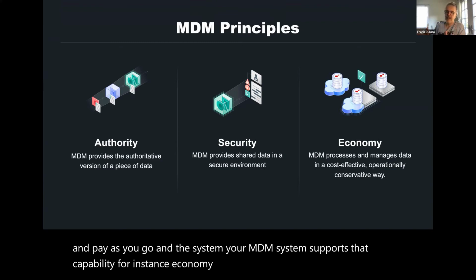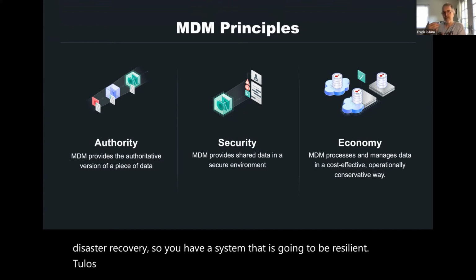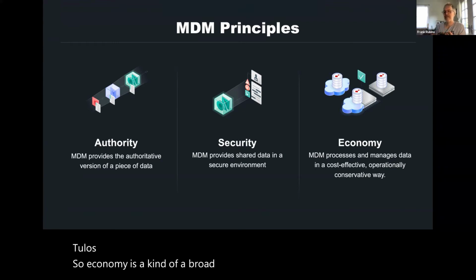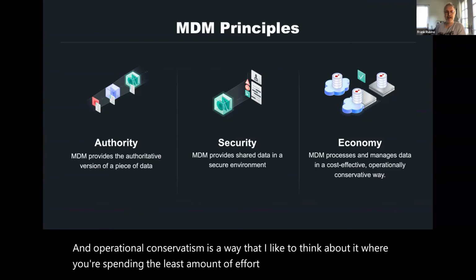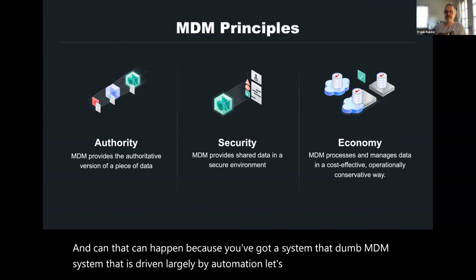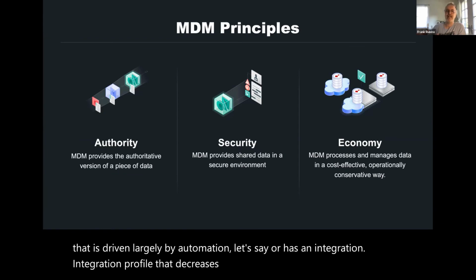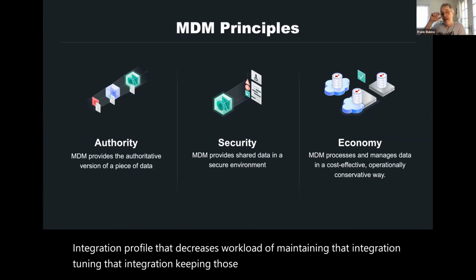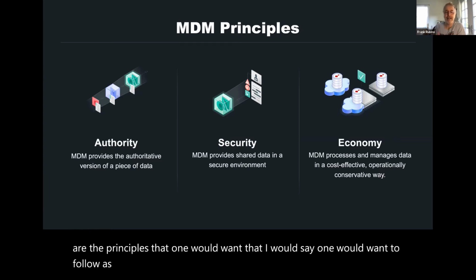Economy also comes in with high availability and disaster recovery, so you have a system that is going to be resilient to loss. So economy is a broad concept, and operational conservatism is a way that I like to think about it, where you're spending the least amount of effort and getting the most value out of it. That can happen because you've got an MDM system that is driven largely by automation, let's say, or has an integration profile that decreases the workload of maintaining that integration, tuning that integration, keeping those integrations running. And so these are the principles that I would say one would want to follow as one architects an MDM solution.